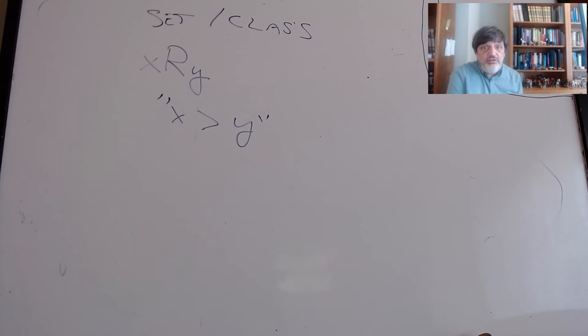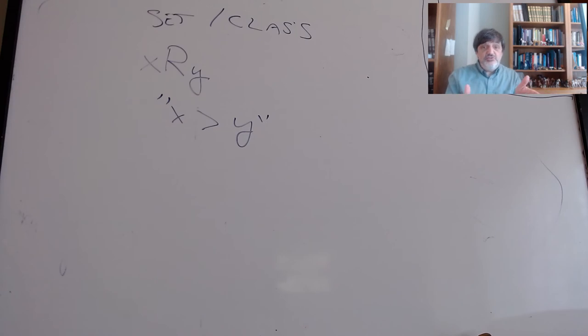Right, so if you fill in only X, let's say you fill in 2 for X, then you get 2 is greater than Y. You don't yet have a proposition that could be either true or false. Or you could fill in 1 for Y, and then you would get X is greater than 1. Again, you don't yet have a proposition or statement that could be either true or false. To get a statement, you have to fill in both.